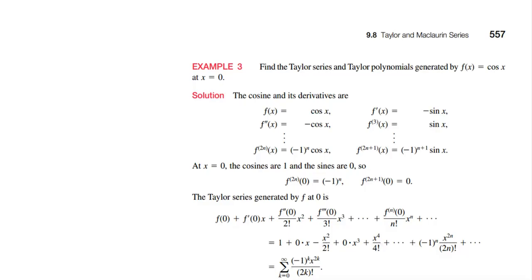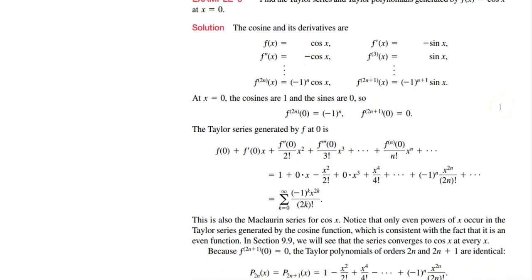The Taylor series generated by f at 0 is f of 0 plus f prime of 0 times x plus f double prime of 0 over 2 factorial times x squared plus f triple prime of 0 over 3 factorial times x cubed, right? For this, that becomes 1 plus 0 times x minus x squared over 2 plus 0 times x cubed plus x to the fourth over 4 factorial, right? We get zeros at every other term here, right? And that's the series, the sum from k equals 0 to infinity of negative 1 to the kth power times x to the 2k over 2k factorial. And this is also the Maclaurin series for cosine of x.